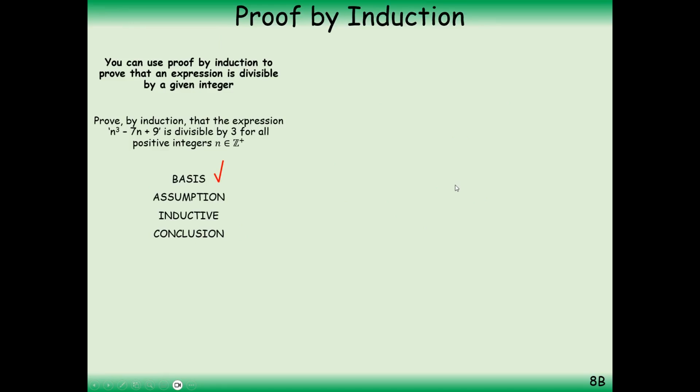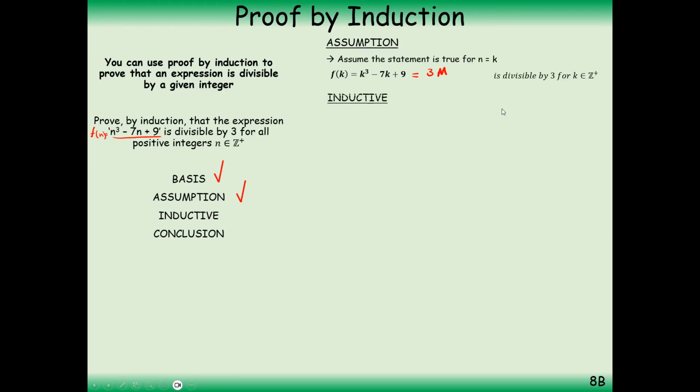So we're moving on to the assumption step here. We are substituting k where the n was. So we can write f of k, where our f here was in terms of n and now is in terms of k. We are making an assumption that this formula, or rather this number, when evaluated, is divisible by 3. That means it has a factor of 3. So we can write that as equal to 3m.